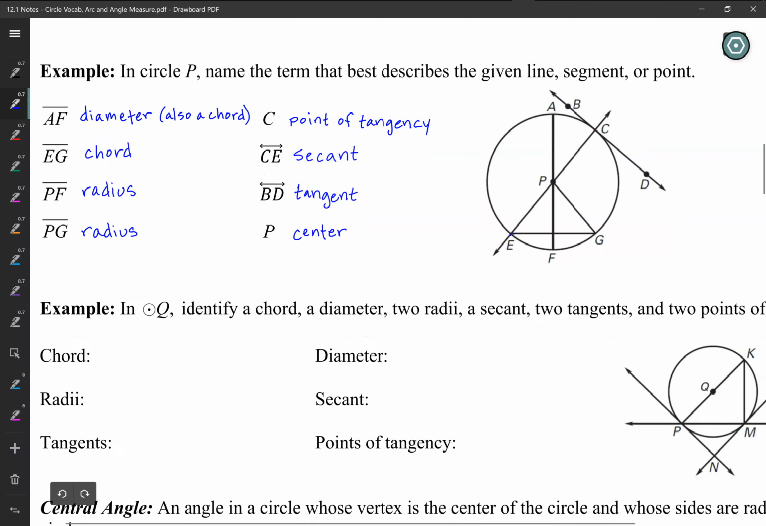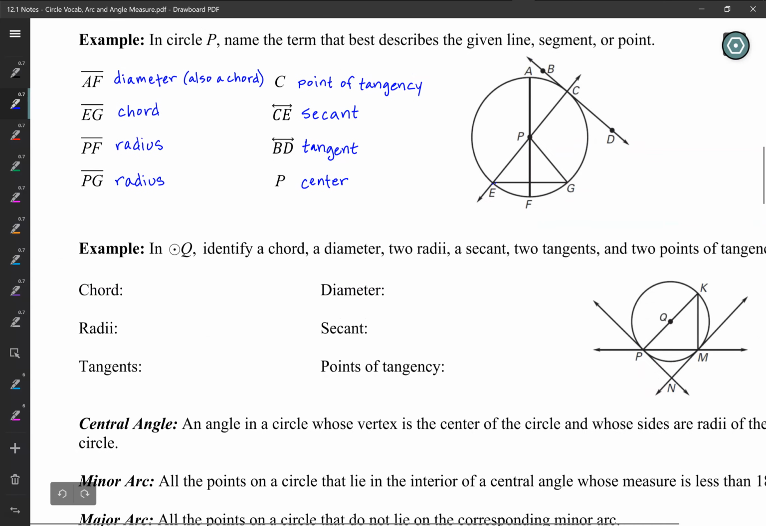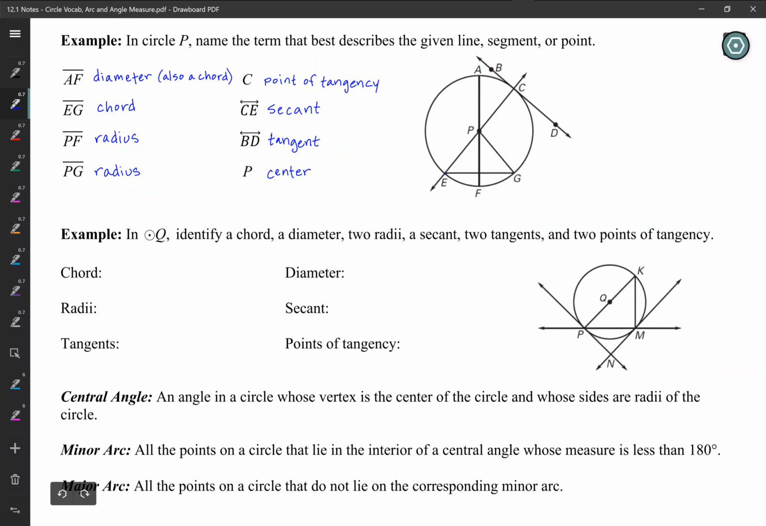All right, the next type of problem is very similar, but this time it's going to give you the vocabulary and it wants you to write the symbol of the point, line, or segment. Now, it's very important that you use the right type of symbol. If it's a segment, we want to see the segment bar, like this. If it's a line, we want to see a line symbol with a double arrow. If it's a point, capital letter. They should all have capital letters.